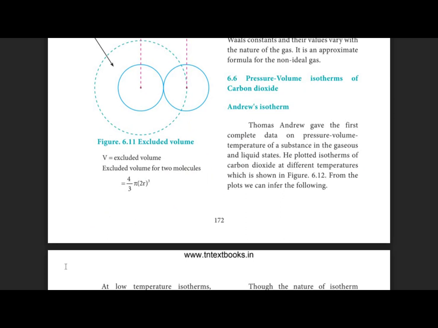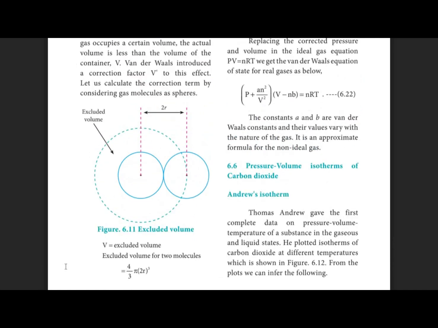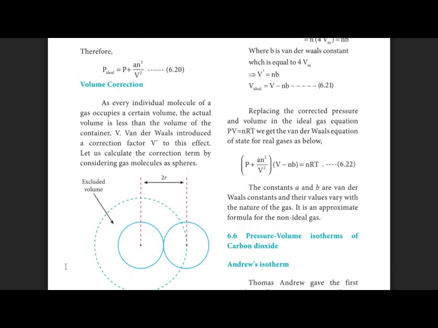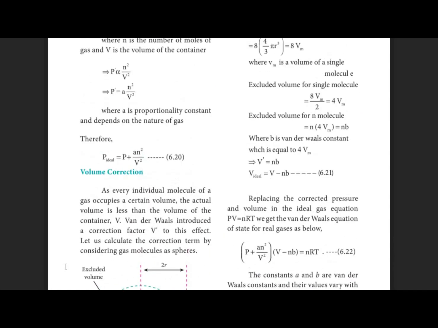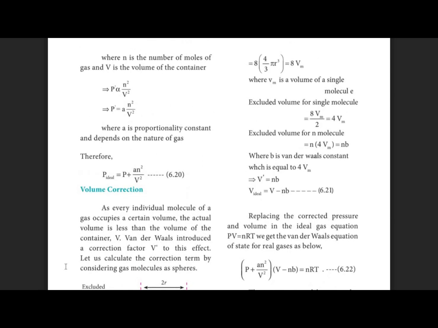The excluded volume for two molecules is equal to 4/3 π (2r)³. If you consider π r³, then you will get 8 × 4/3 π r³, which is equal to 8 Vm, where Vm is the volume of a single molecule. The excluded volume for a single molecule is equal to 8 Vm by 2, which is equal to 4 Vm.